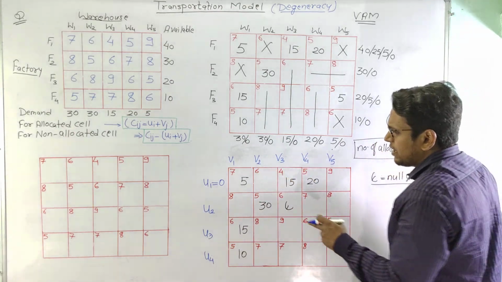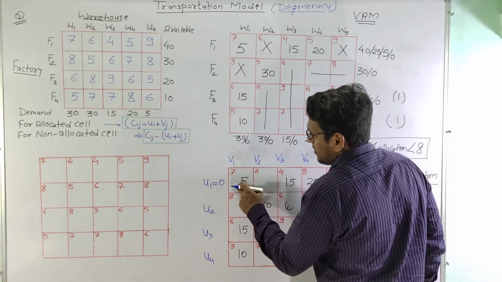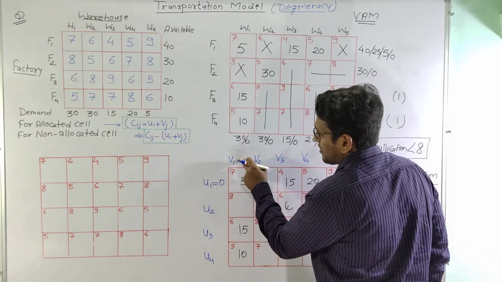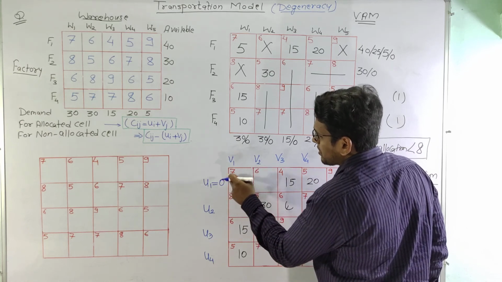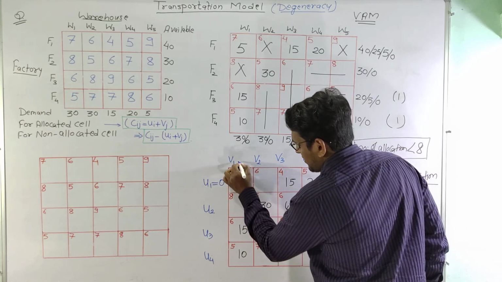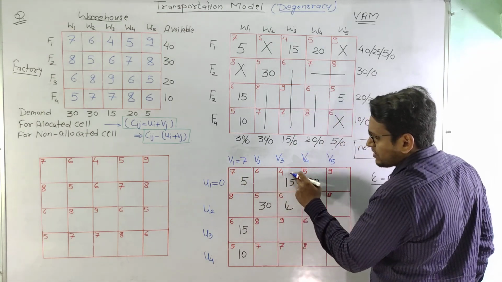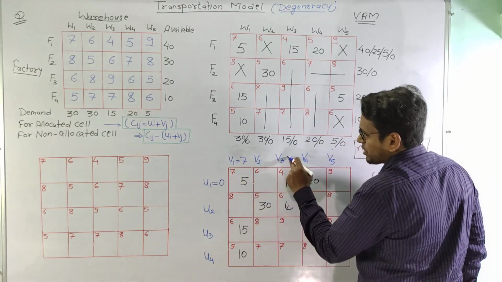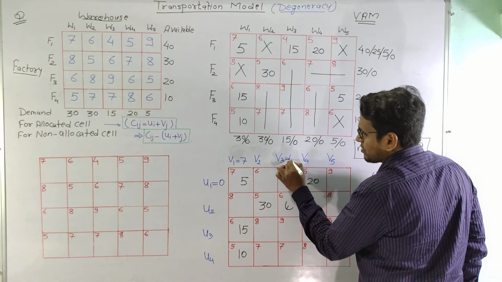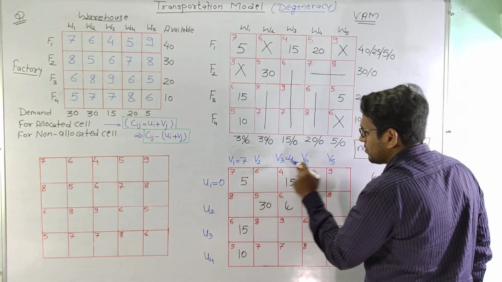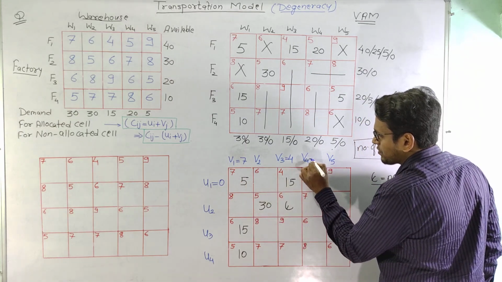So we can see that for allocated cell 7 is equal to 0 plus v1, or I can say that 0 plus what equals 7. So we can easily say that 0 plus 7 is 7. Similarly, for this allocated cell, 0 plus what equals 4. So this is 0 plus 4. Similarly, this is also an allocated cell, 0 plus what equals 5. So this will be 5.